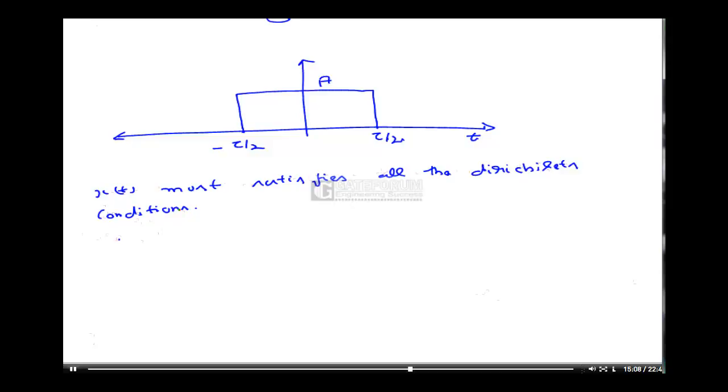Finite number of maxima and minima. So that condition is also satisfied. Third one is the absolute integrability. Definitely it is absolutely integrable. The integral from minus tau by 2 to tau by 2 of A dt gives me A tau, so it is finite. So the third Dirichlet condition is also satisfied. So now definitely it will possess a Fourier transform.